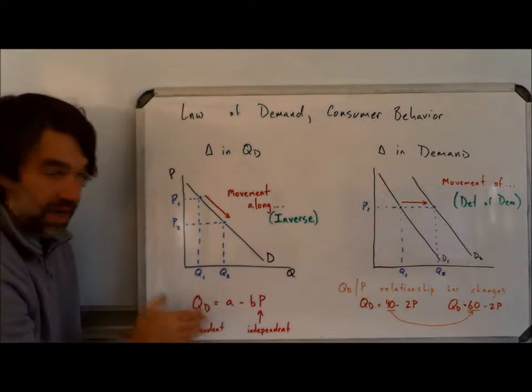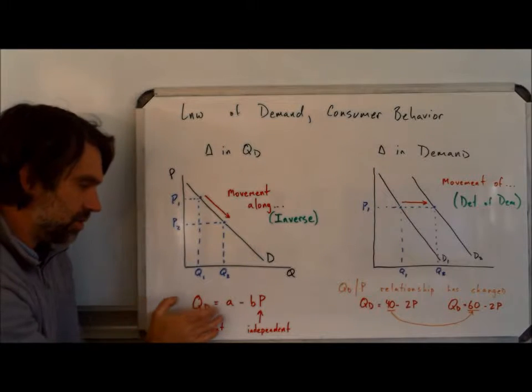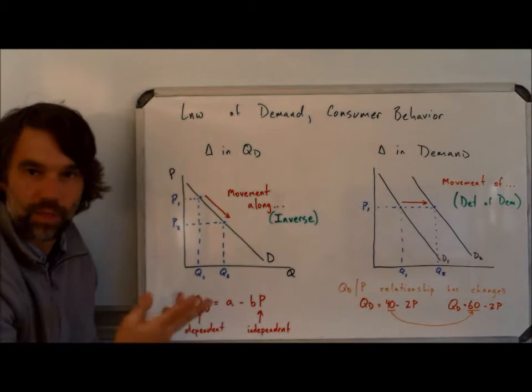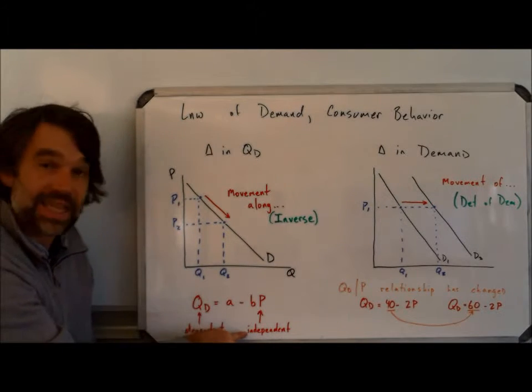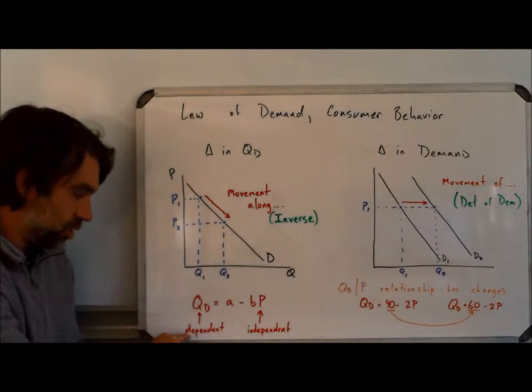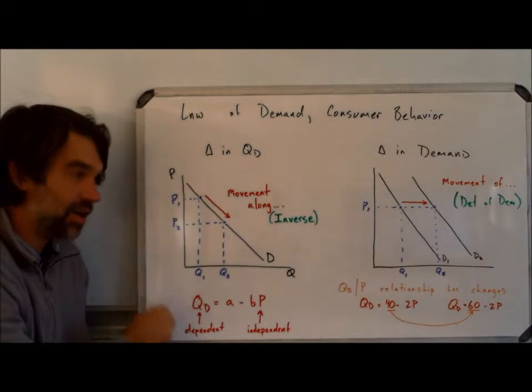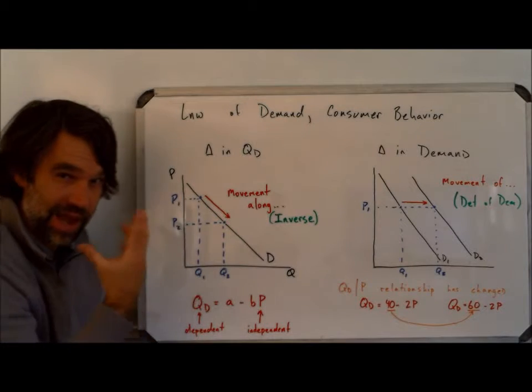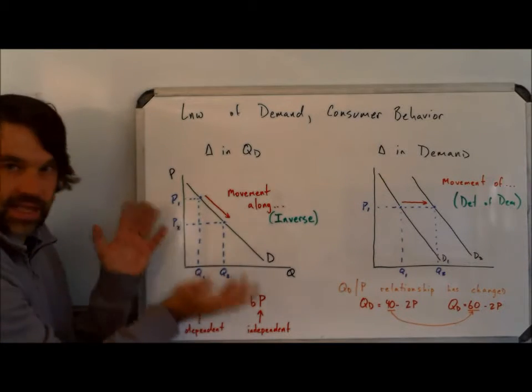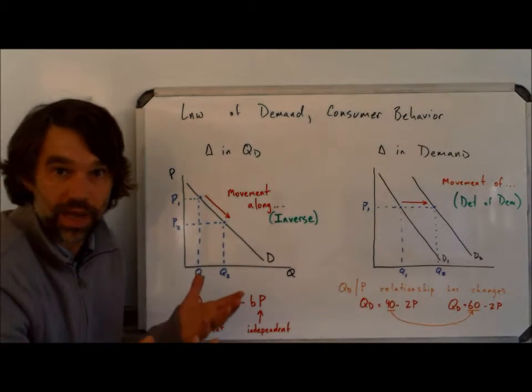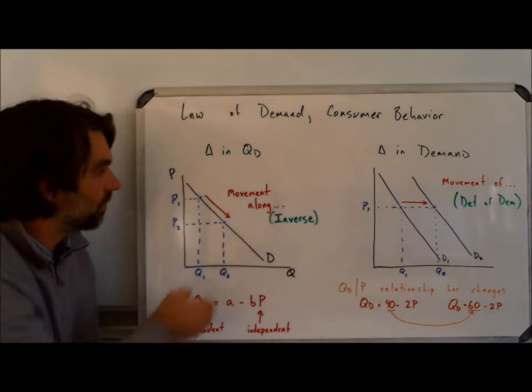The formula for that, if you're an HL student, is QD equals A minus BP. The point of it is that P is the independent variable, and QD is the dependent variable. Remember, if you're a math student, that might hang you up because we've got our axes flipped in economics. That's just the way it is, so you're going to have to learn to deal with it.